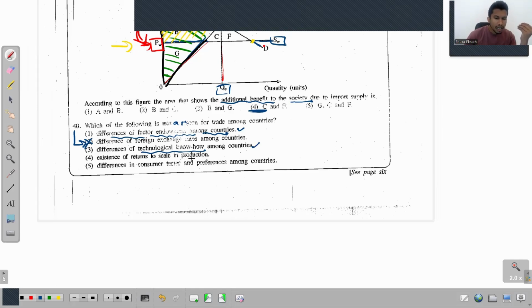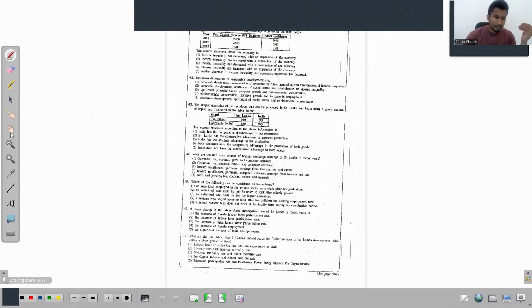Existence of returns to scale in production is also one reason for having comparative advantage. The fifth one, differences in consumer tastes and preferences among countries, is also one reason for having comparative advantage. These are the sources of comparative advantage, but the second one is not a source. And the second one is the answer for this question 40.